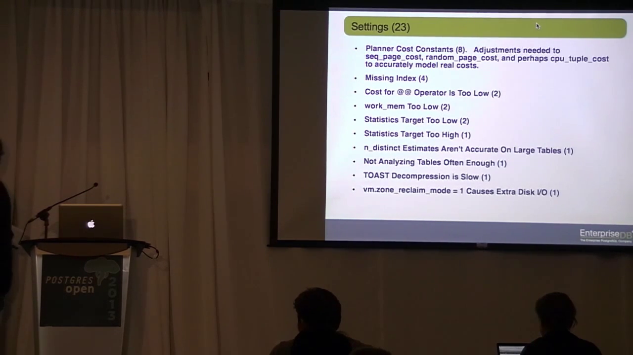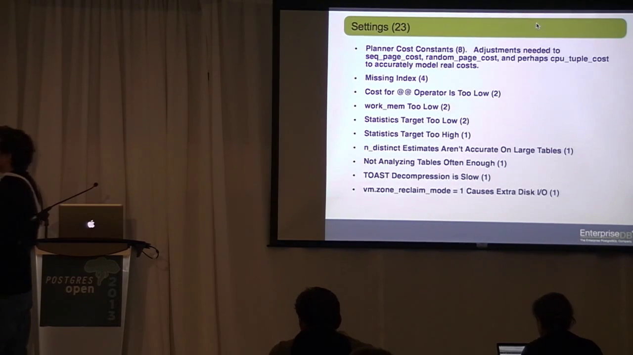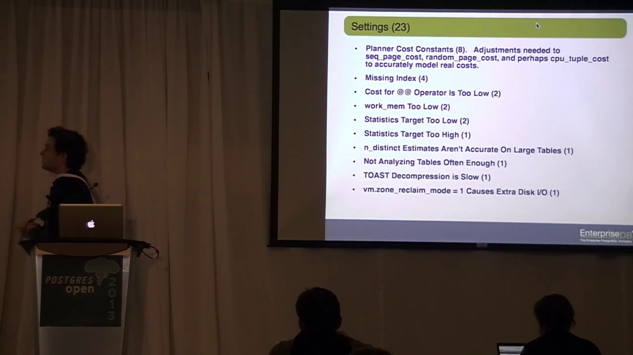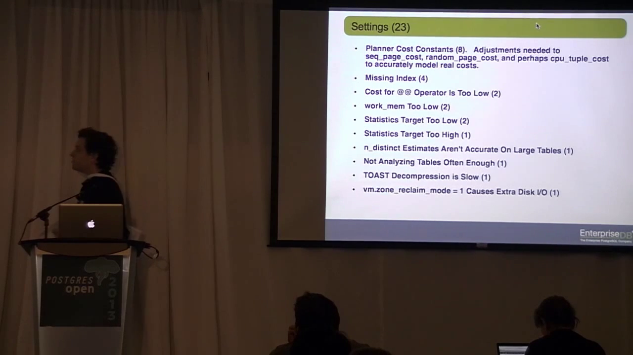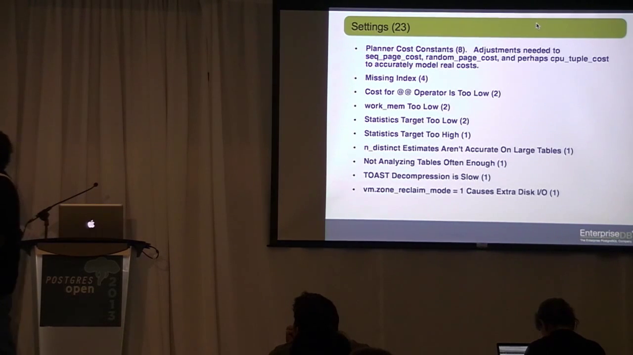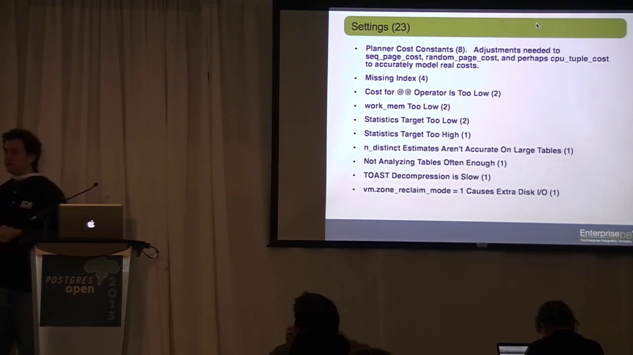So I don't have any sound basis for telling you to prefer adjusting or not adjusting CPU tuple cost, although it'd be interesting to hear afterwards if anyone has any experience with that in their own environments. There were 4 reports that were resolved by adding an index.